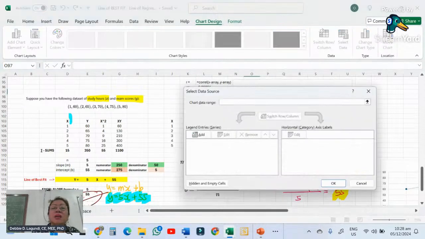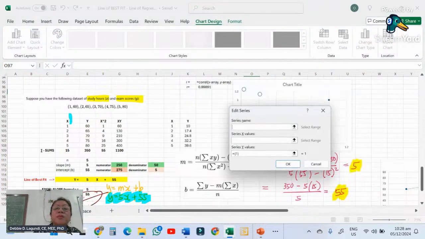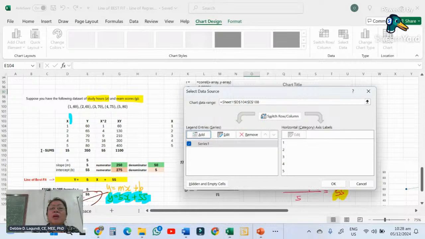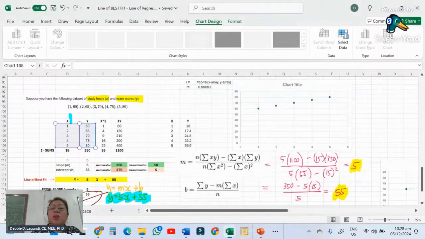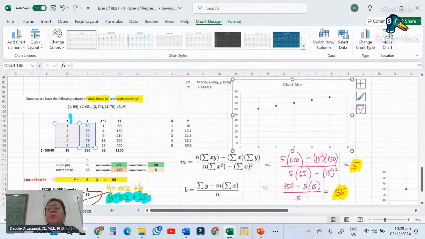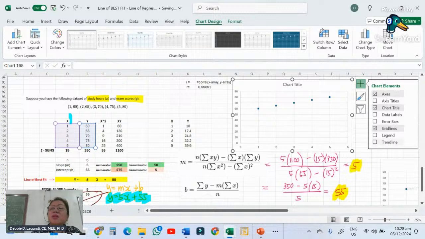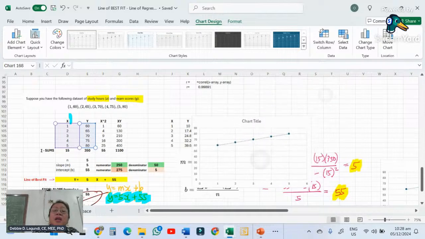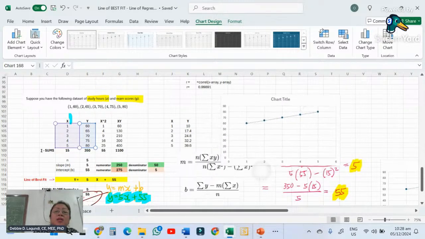Select data. Add. Then you go to the X ones. Then you go to the Y's. And then OK. And then OK. It must be like that. Then plus, you go to the trend line. That's it. Okay? So the trend line should be in dots.